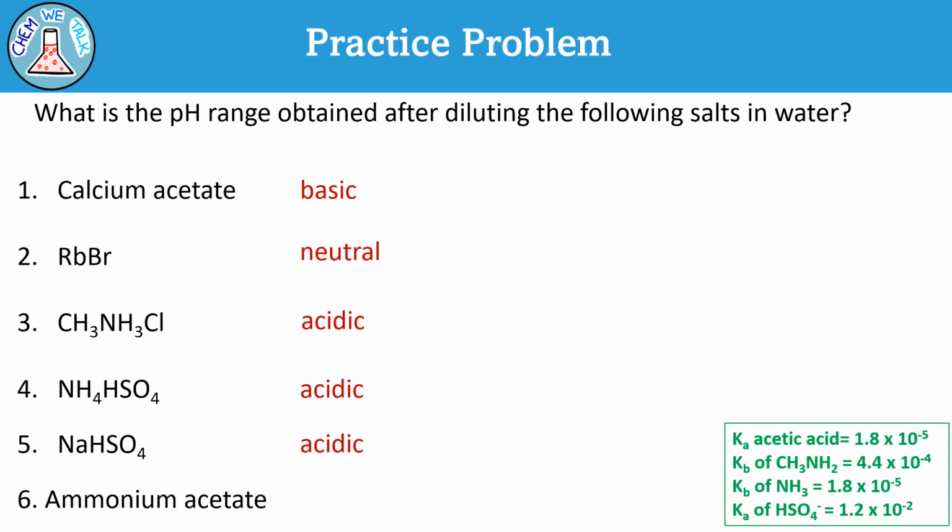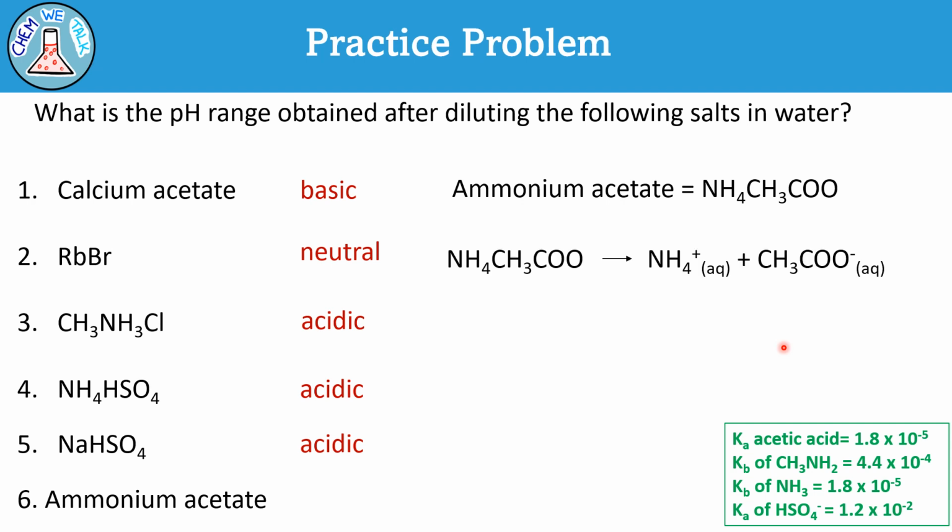Okay, so moving on to the last example, we have ammonium acetate. This one is actually another tricky example, but let's go slowly. So we have NH4CH3COO. We put it in solution, we get NH4+ and CH3COO-. We do the same process. We get NH3, originating from NH4+, which is a weak base.